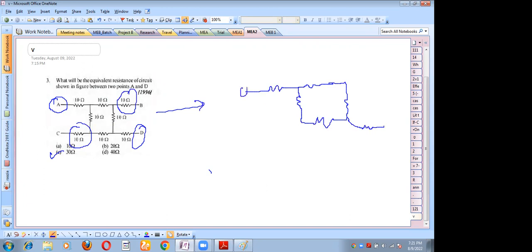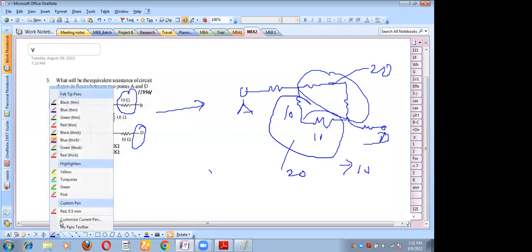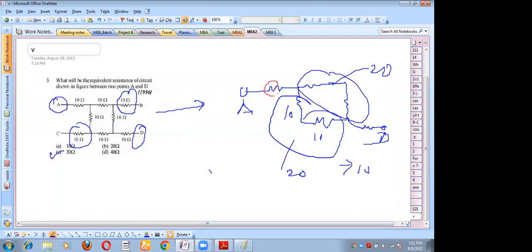Like this. Now this becomes 10. This is 10, 10. So this will become 20, and this is also 20, and these are in parallel. So their net equivalent will be 10. So this 10 and we have other 10s. These two 10s combined, these all are in series. So net resistance will be 10 plus 10 plus 10.